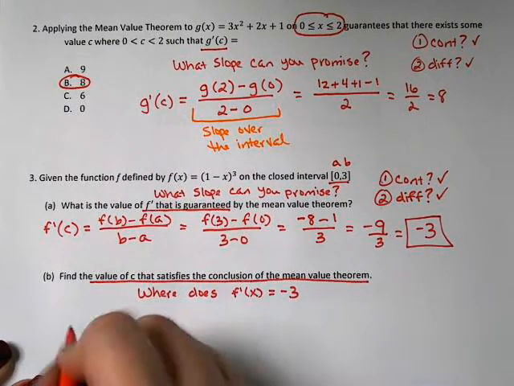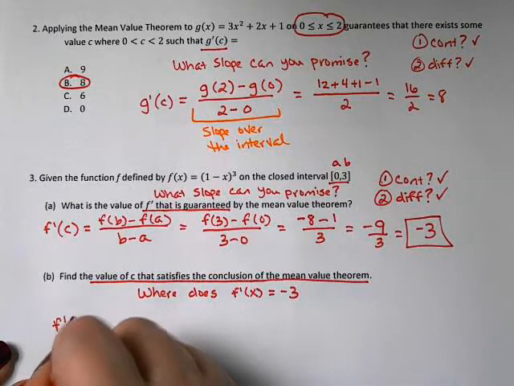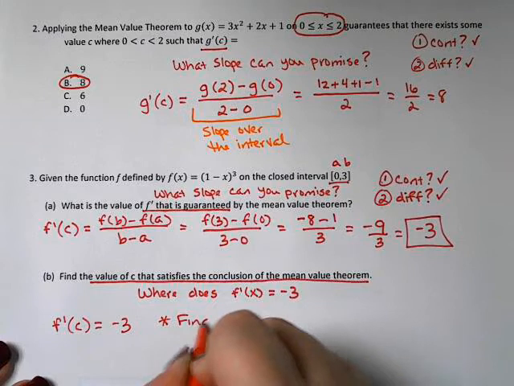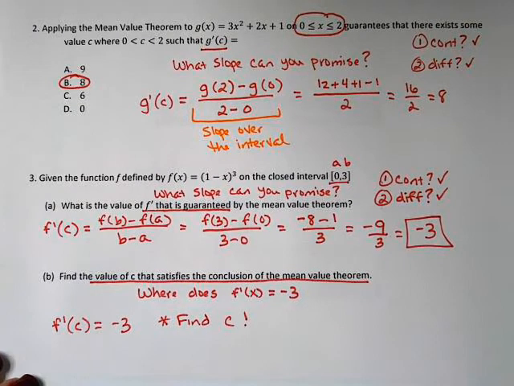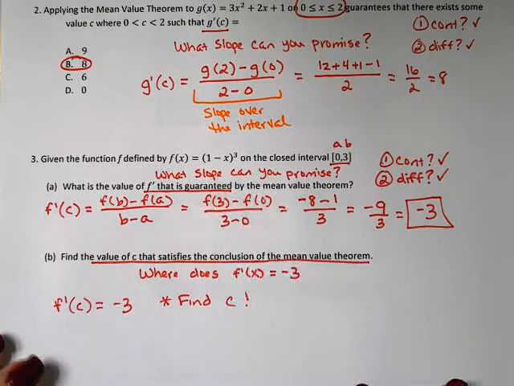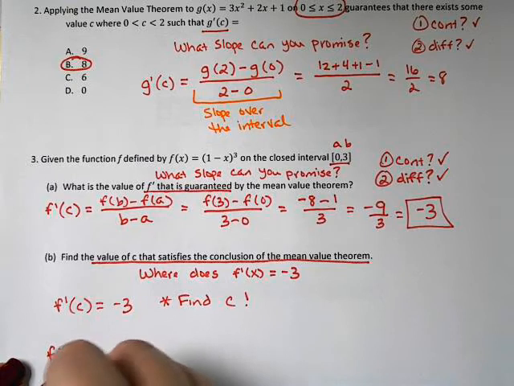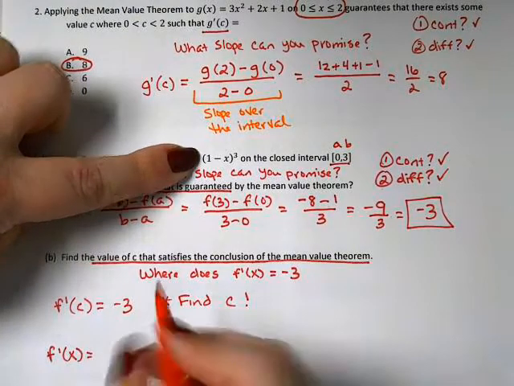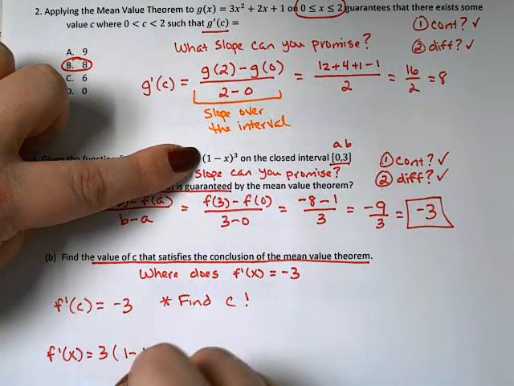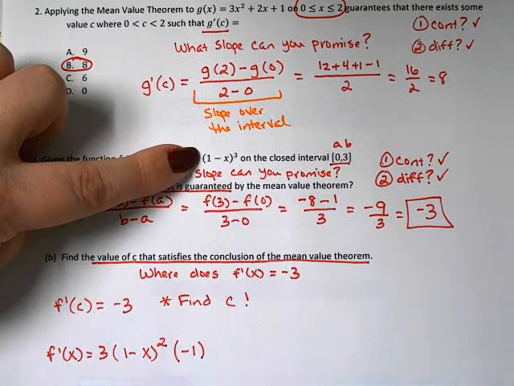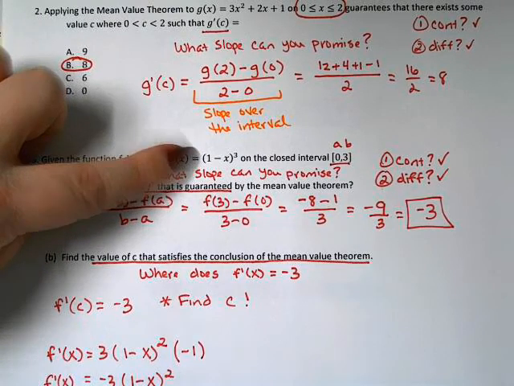Well, we know then that what this means is that f prime of c is going to equal -3, and we're trying to find c. Well, in order to do that, I need to find f prime of x. So this is my function up here. So f prime of x, I'm going to need some chain rule here. I'm going to drop the 3, make it 1 minus x to the second power. And then chain rule means I need to multiply by -1, which means f prime of x is going to be -3 times 1 minus x squared.